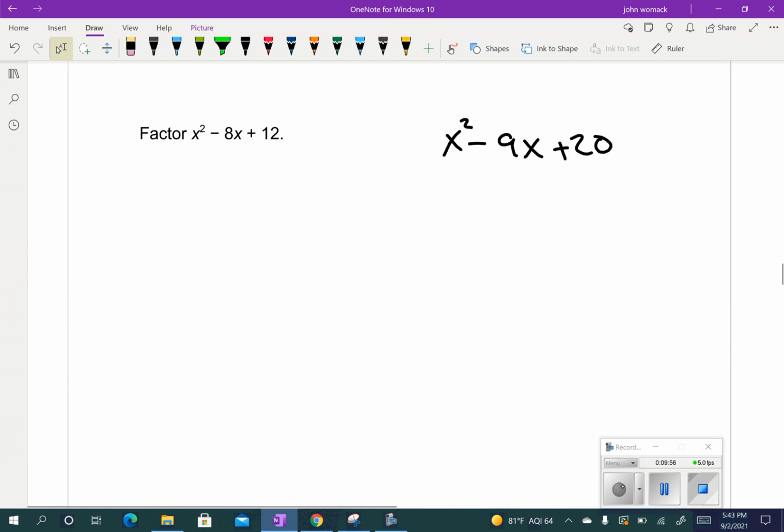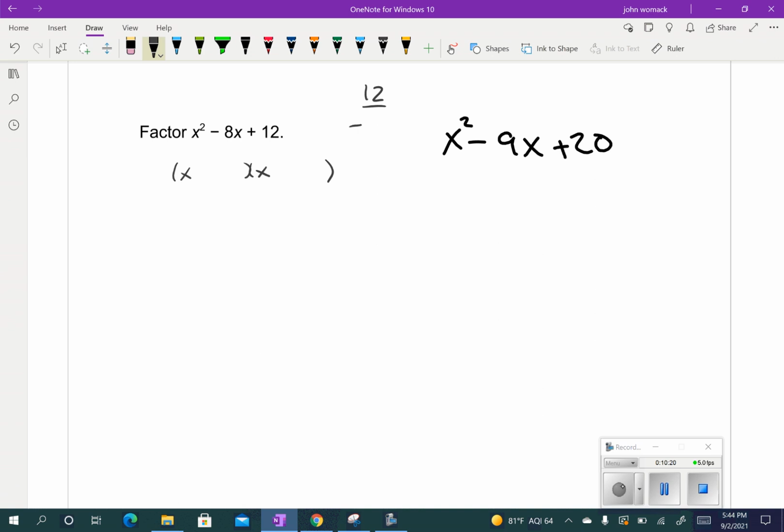Let's see. Well, let's just do this last one over here. Let's do this x squared minus 8x plus 12. So two sets of parentheses, x and x. I want to multiply two numbers to get 12. They have to add up to be a negative 8. Well, to add up to be a negative, they've got to both be negatives, right? A negative times a negative is a positive, but they add up to be a negative.